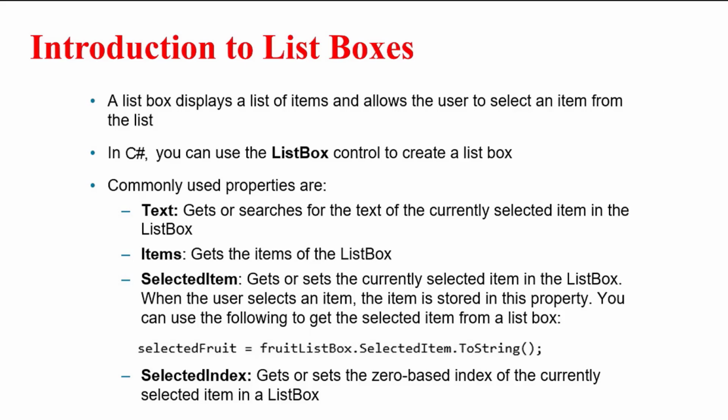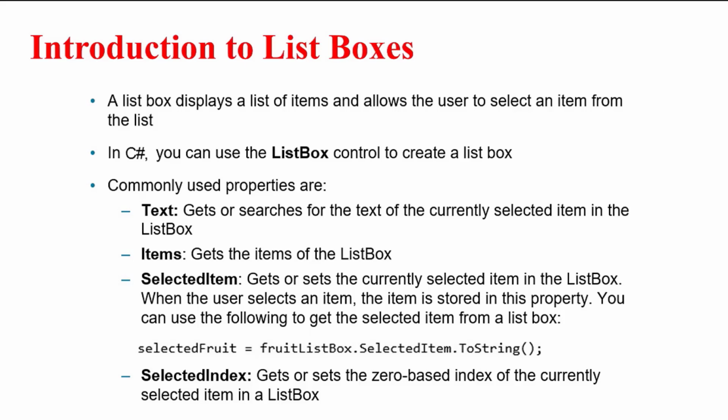The properties are: there's Text, which gets or searches for the property of the current selected item in the list box. There's Items, which gets the items of the list box. There's SelectedItem, which gets or sets the currently selected item in the list box. When the user selects an item, the item is stored in this property.